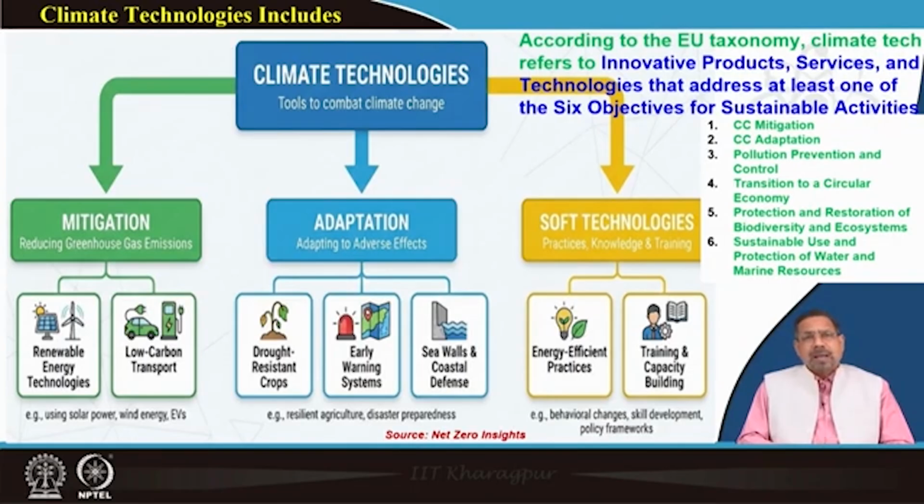As far as adaptation is concerned, as we have previously discussed, we need to adapt to various adverse effects of climate change. For that, we have drought resistant crops, early warning systems, EWS, sea walls, and coastal defense. So these all help us in providing adaptation to various adverse conditions that arise because of climate change.